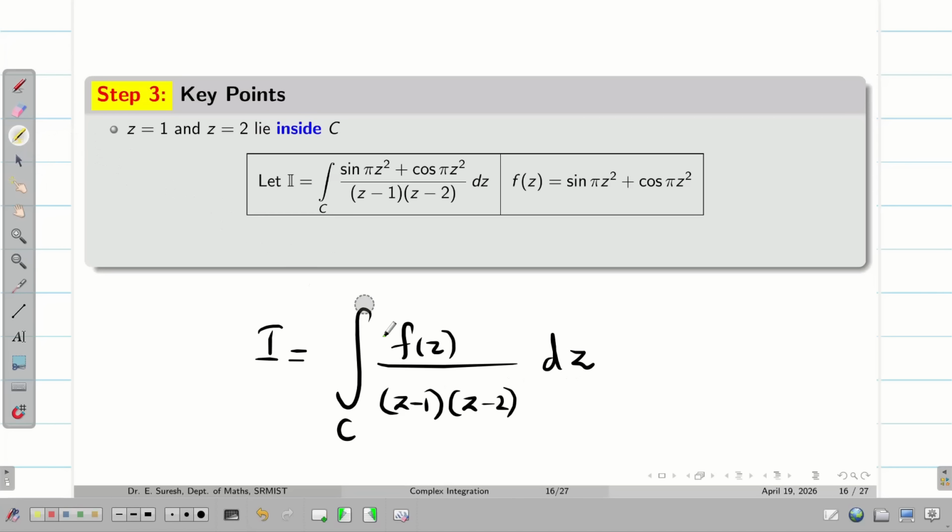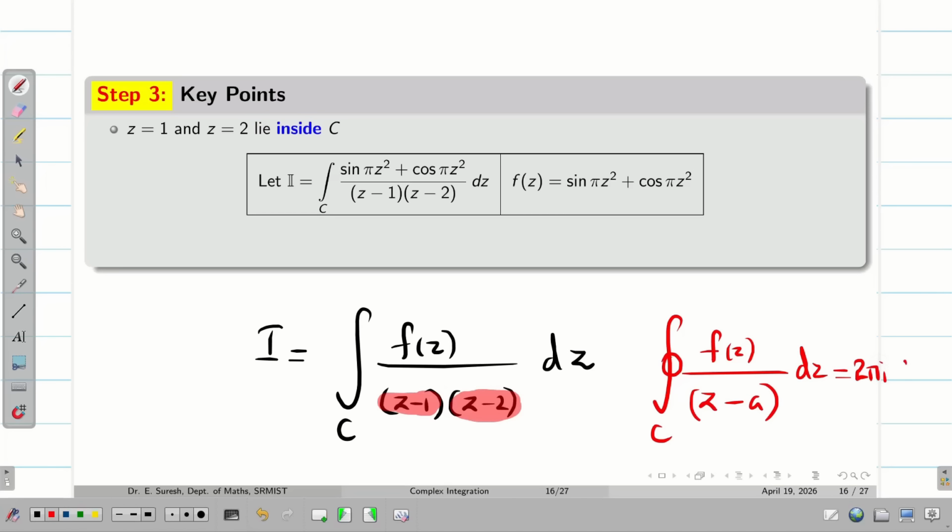Now what is the problem? I cannot apply Cauchy integral formula. The reason is, Cauchy integral formula says integral over C f of z divided by z minus a into dz is 2 pi I into f of a. You should have only one singular point in the denominator, but I have two singular points in the denominator. Then how to tackle this?